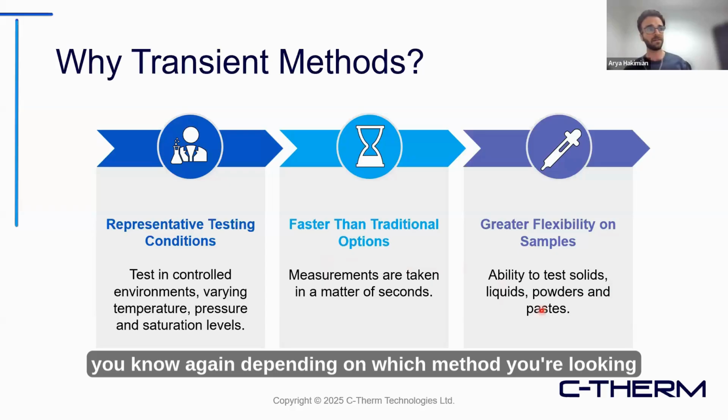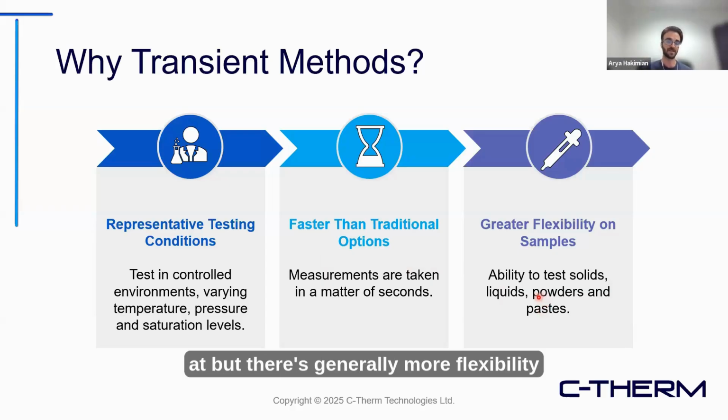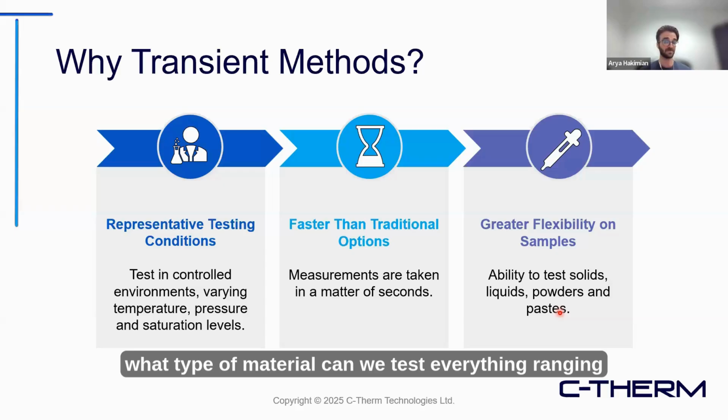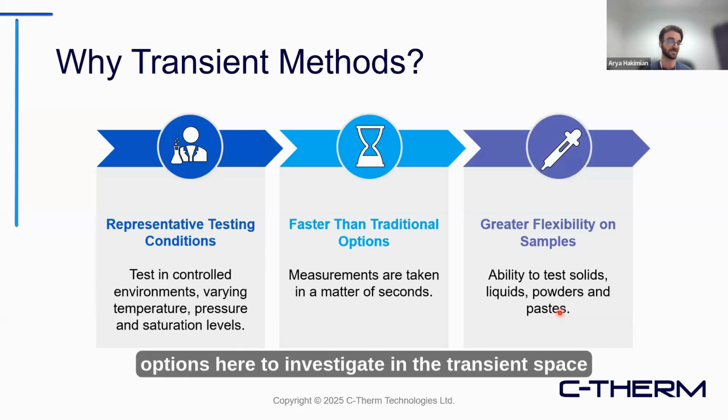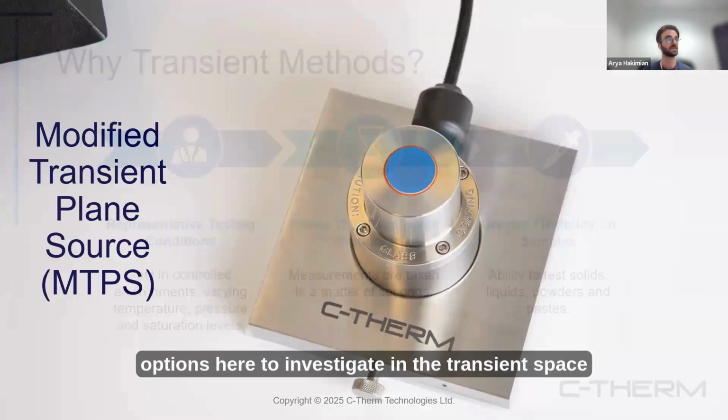And overall, depending on which method you're looking at, there's generally more flexibility, not only on the size of the sample, but what type of material we can test. Everything ranging from solids to liquids, powders, pastes. There are certainly a variety of options here to investigate in the transient space.